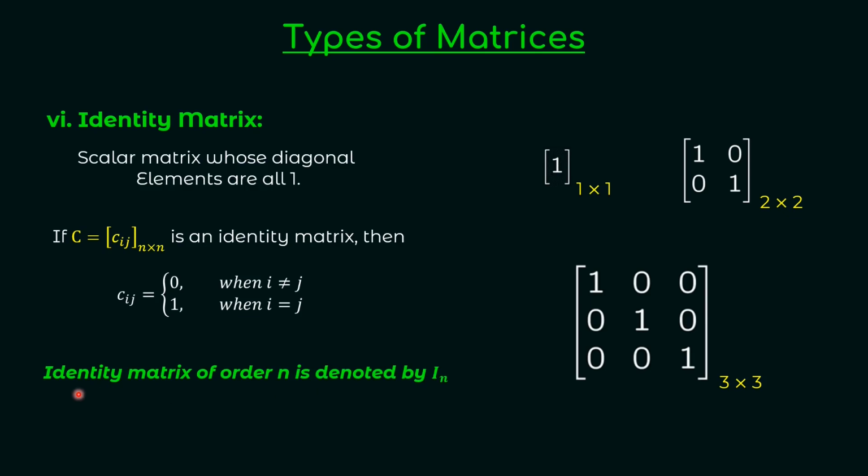Now generally an identity matrix of order n is denoted by In. Like the first matrix is a 1 by 1 matrix, right? So its order is 1. So it is denoted by I1. The second matrix is a 2 by 2 matrix, so its order is 2. So it is denoted by I2. And finally the third matrix is a 3 by 3 matrix, order 3. So it is denoted by I3.